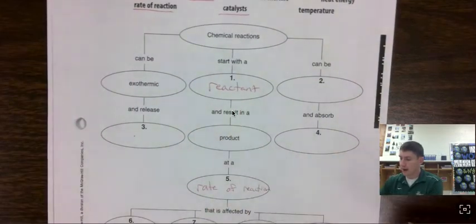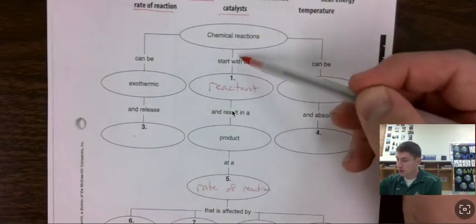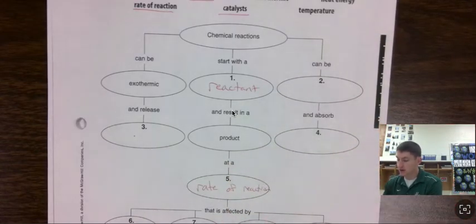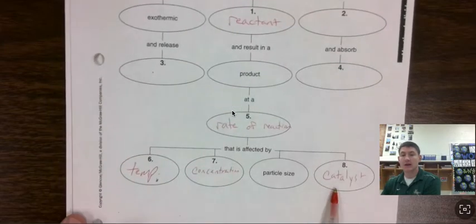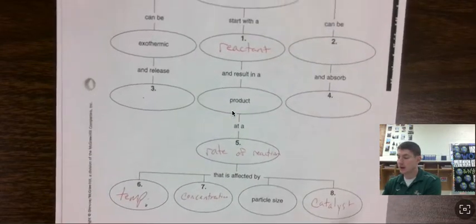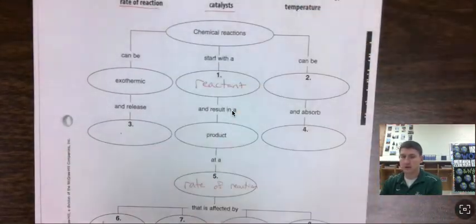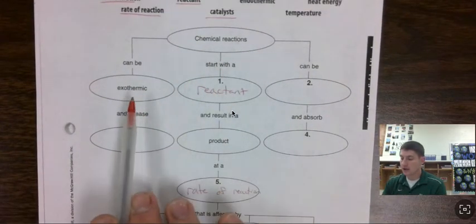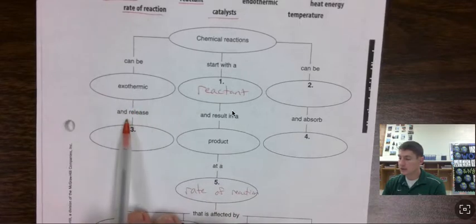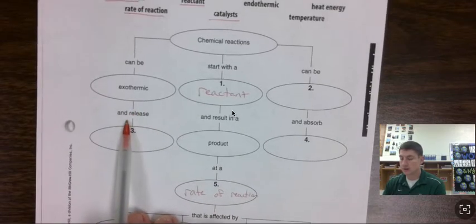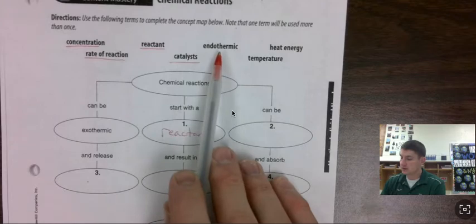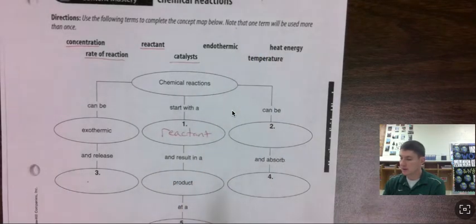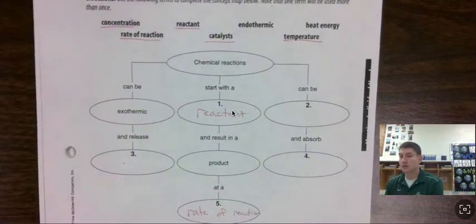Now, let's go back. Chemical reactions start with a reactant and result in a product at a rate of reaction that is affected by temperature, concentration, particle size, and possibly a catalyst. We've got all those filled in. Now we've got 2 other branches to fill out to say what else is going on that refers to chemical reactions. Chemical reactions can be exothermic and release what? Release endothermic? No. Release temperature? Maybe. Release heat energy.